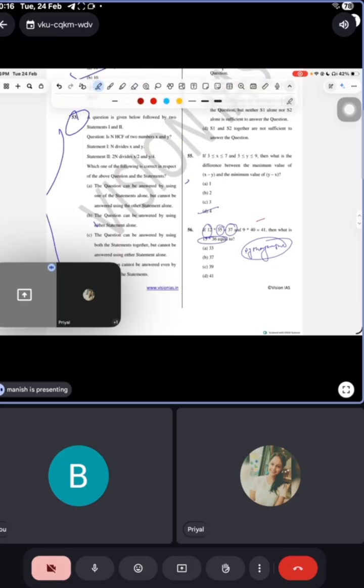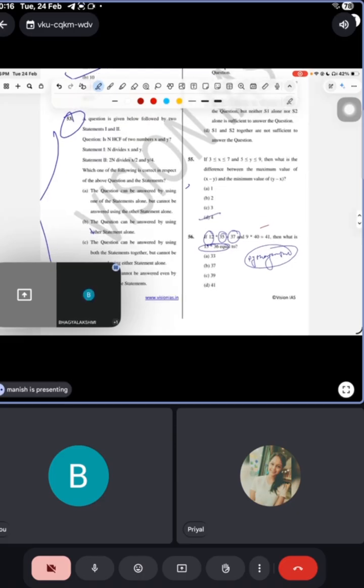Read this question, Bhagya. Question 53. Given below is a question followed by two statements. Question: Is n the HCF of two numbers x and y? Statement 1: n divides x and y. Statement 2: 2n divides x minus 2 and y minus 4. Tell me, what is the question saying here? Here it is asking whether n is the HCF of two numbers.